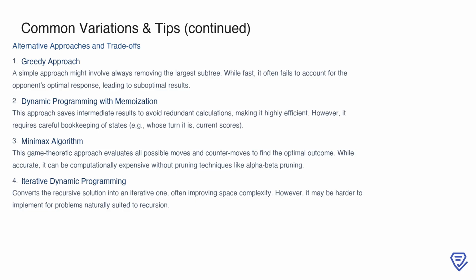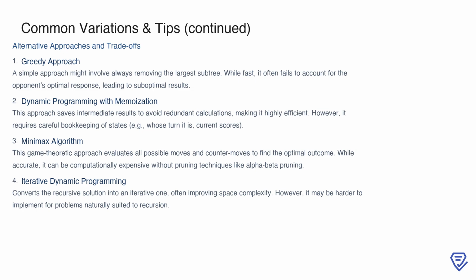A basic greedy approach might involve always removing the largest subtree available. While this is computationally fast and easy to implement, it often ignores the opponent's optimal responses, which can lead to suboptimal outcomes. A more robust method is dynamic programming with memoization, where intermediate results are saved to avoid redundant calculations. This approach is highly efficient but requires careful management of states, such as tracking whose turn it is and the current scores.